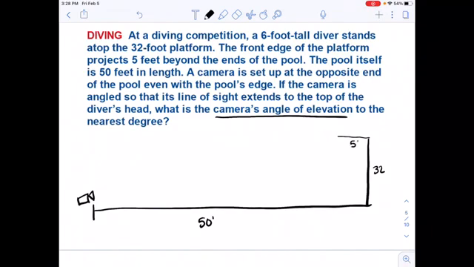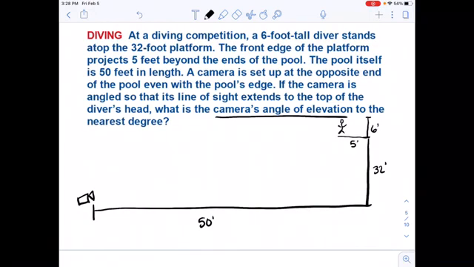And we're going to say that the diver is up here and he is 6 foot tall. Okay, so crazy picture, right?